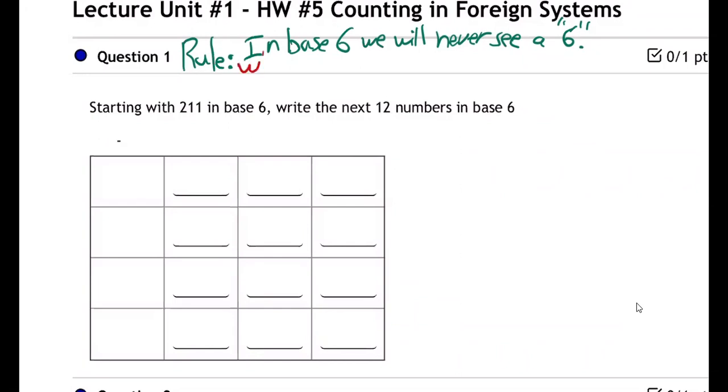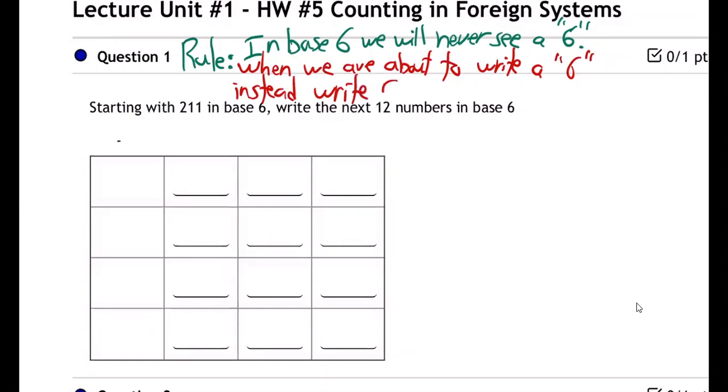Well, when we are about to write a 6, instead write 0 and carry 1 to the next spot. Well, here, let's just say carry 1 to the left. Carry 1 to the left. All right, so there's the rule.